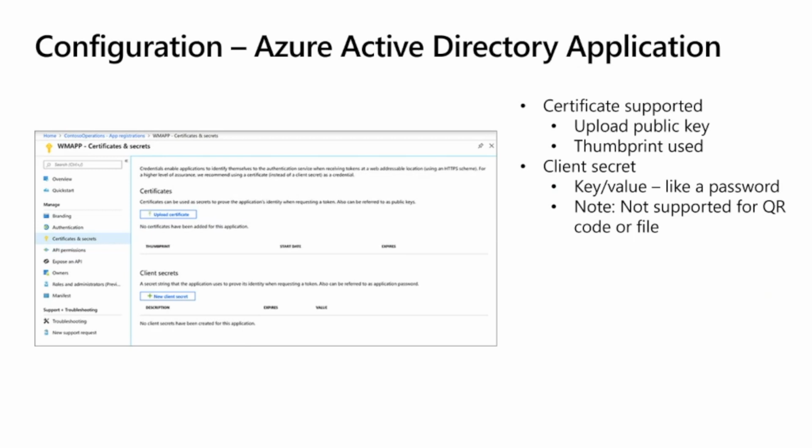The client secret method is more like a username password authentication model. You'll generate a unique key value, which will then be used when communicating to the Azure authentication system. Since there is no way to properly hide this value, it is not supported for device management scenarios like Intune. You would need to manually input the client secret. And you'll see that shortly.